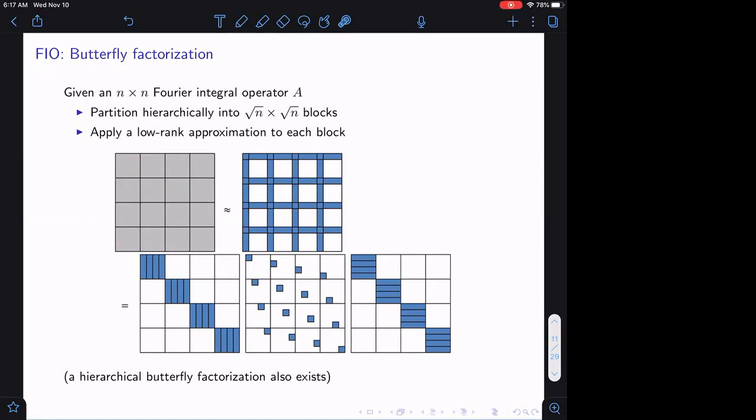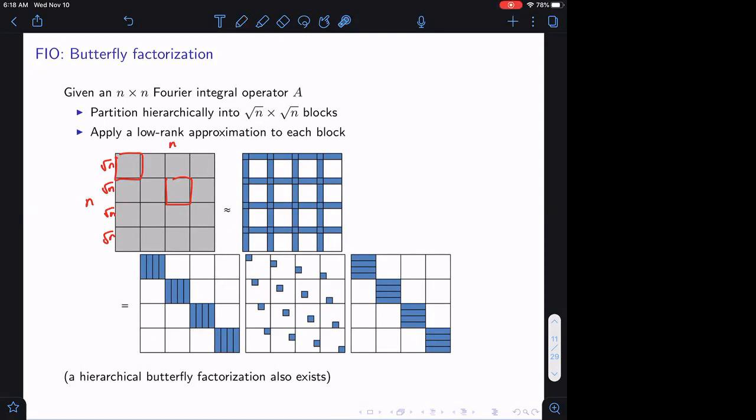Let's say this is a matrix of size n by n. Now, if you chop this matrix into square root of n by square root of n blocks, where each block is of size square root of n by square root of n, then each of the square root of n blocks is going to be numerically low rank. So it's kind of like the second best thing.